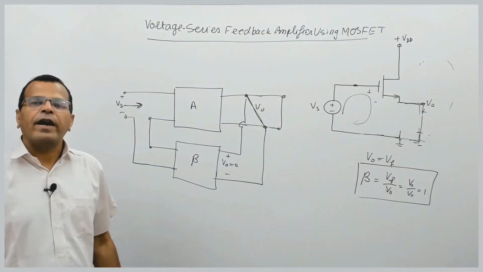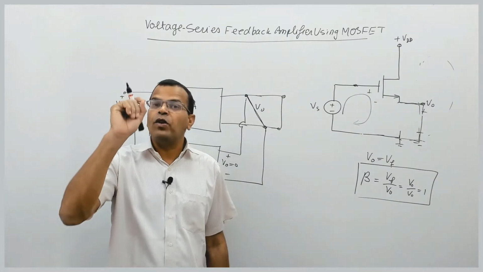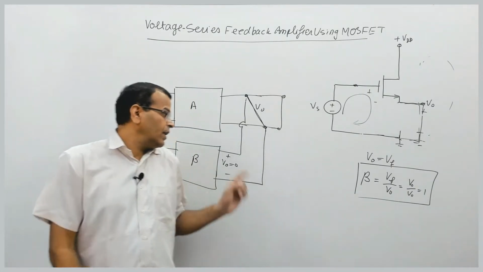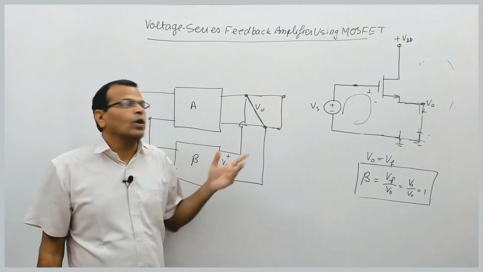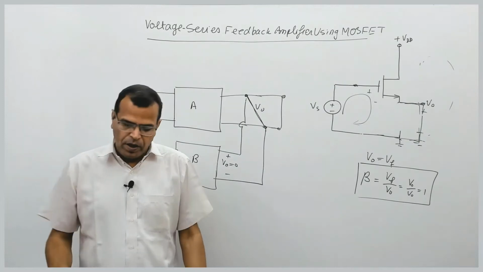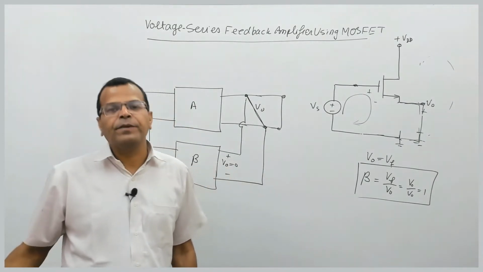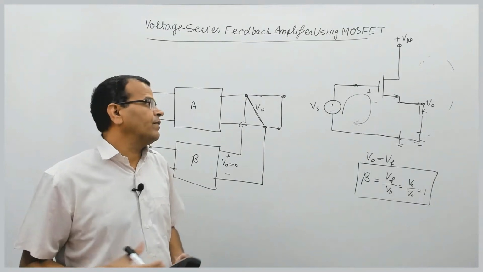For identification of input circuit without feedback loading, I should reduce V0 to 0 so that there is no voltage input to the feedback network. So I reduce this output to 0 in voltage series feedback. Let us see how to identify the output circuit without feedback loading.